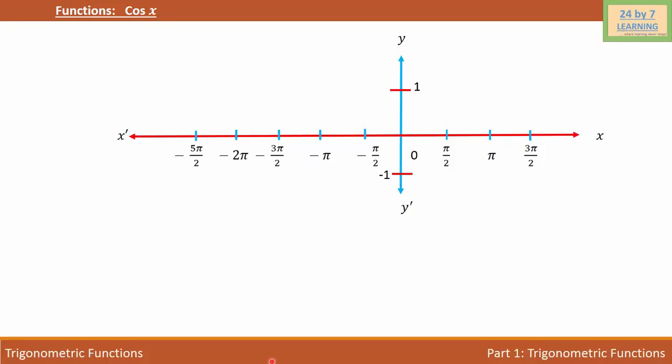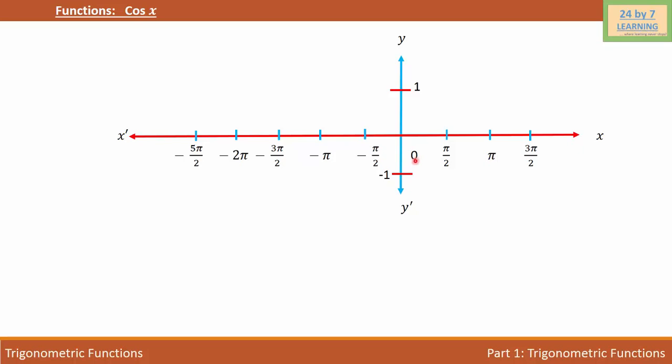Function of cosine. In order to understand the function of cosine, I'm going to graph the function of cosine. As you can see, this is my x-axis and this is my y-axis. The point of intersection of the x and y-axis is this point, which is origin O.